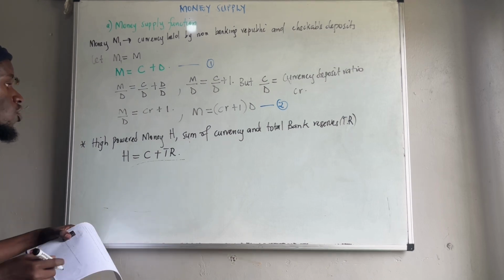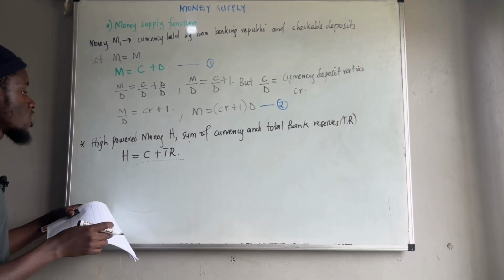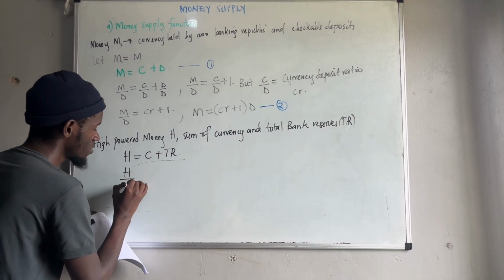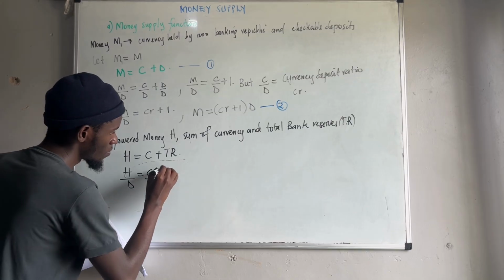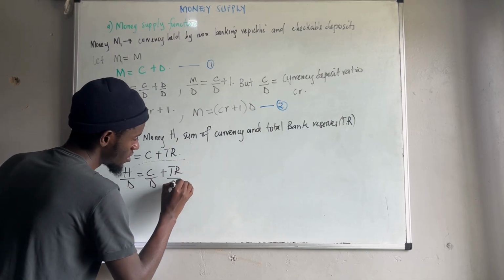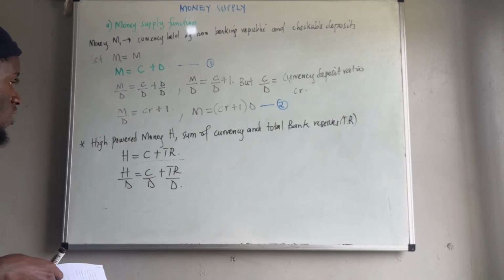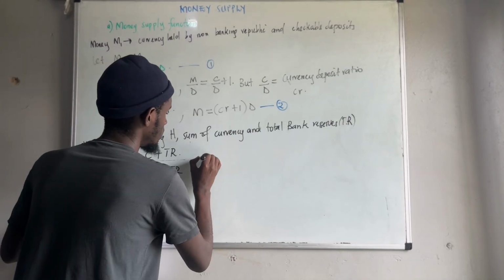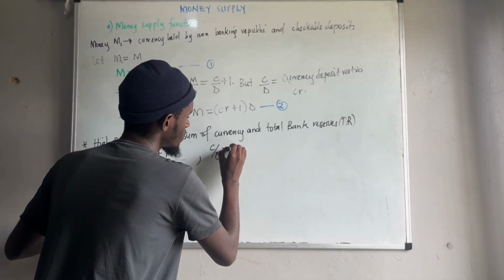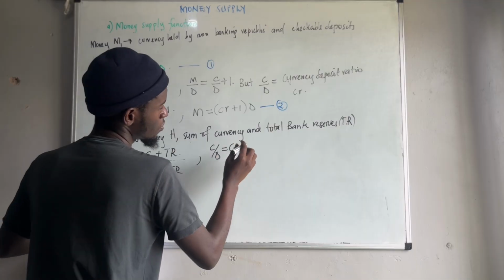If we divide through by D everywhere, we shall have H over D equals C over D plus TR over D. But C over D is our CR, meaning the currency deposit ratio.